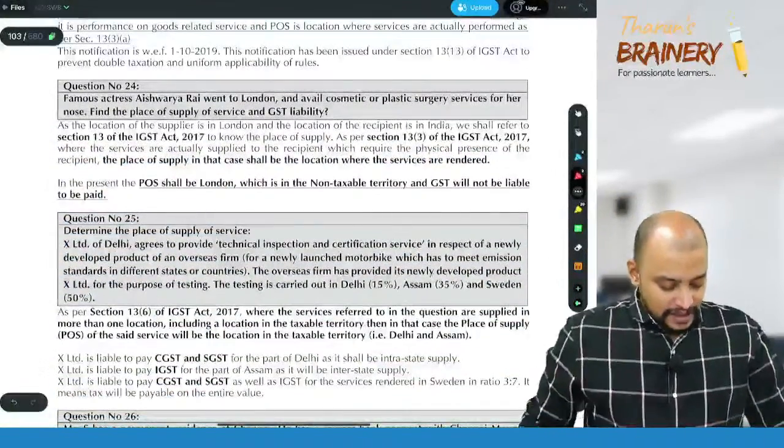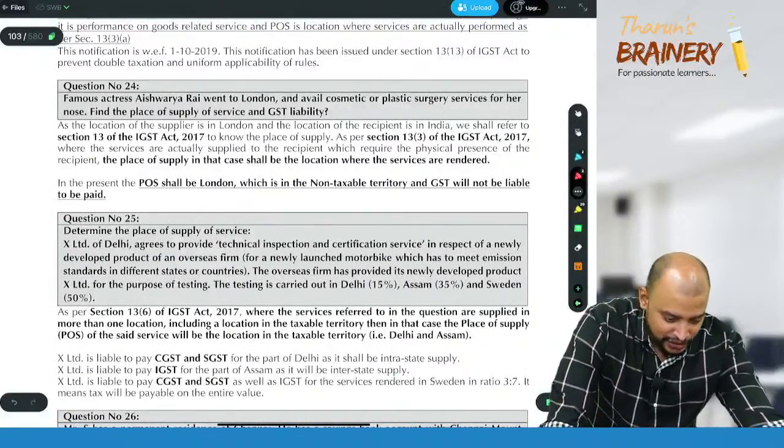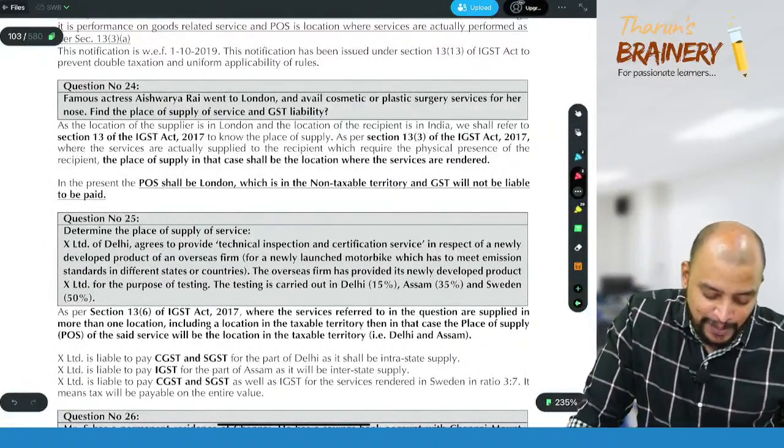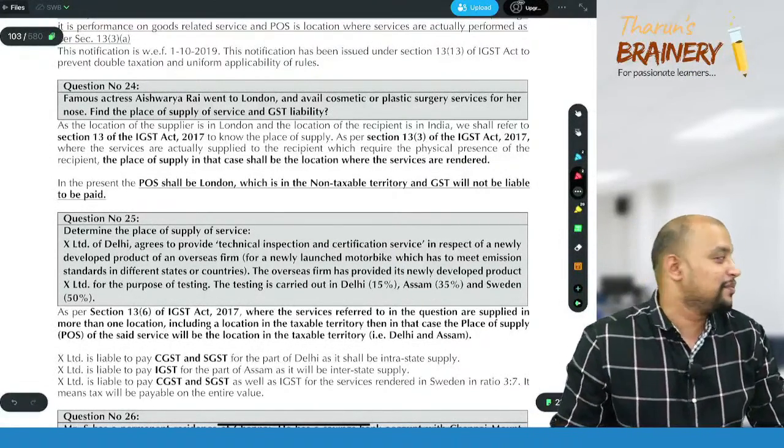Next, 24: famous actress Aishwarya Rai went to London and availed cosmetic and plastic surgery service for her nose. Find the place of supply of service and GST liability.